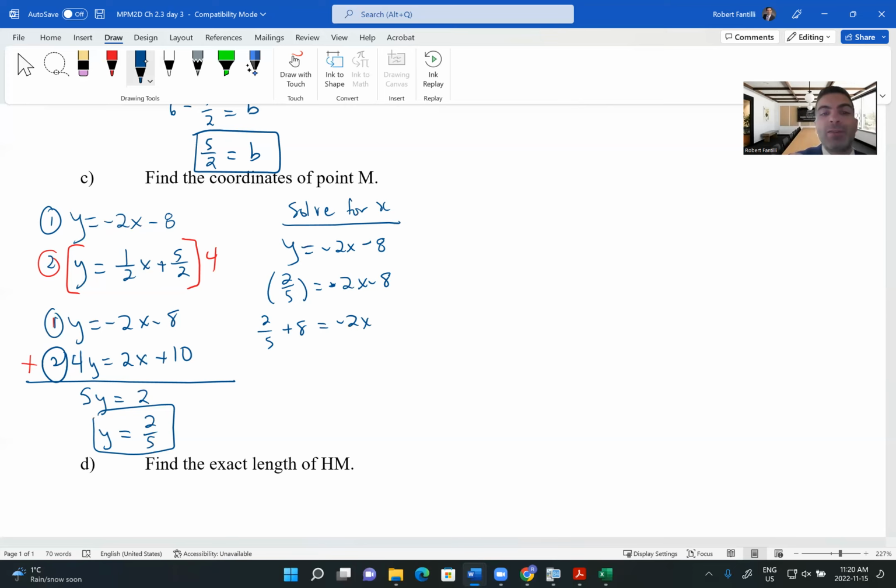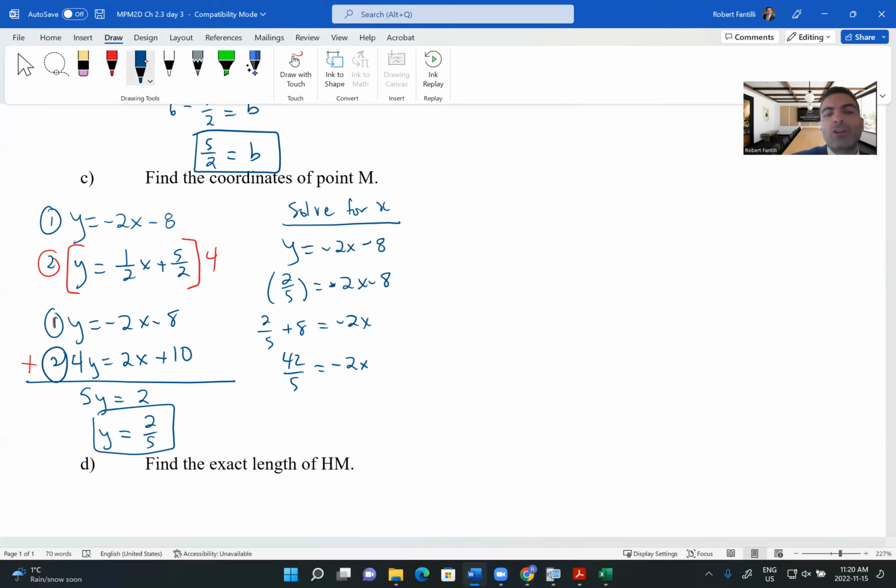I have to make it a 5. So multiply the 8 times 5, which would be 40. 2 plus 40 is 42. So I've got 42 over 5 equals negative 2x. Again, what I just did in my head there is elementary school math. You could do it in multiple steps if you need to, but we're in grade 10 now, so we've got to be able to be a bit more proficient with that.